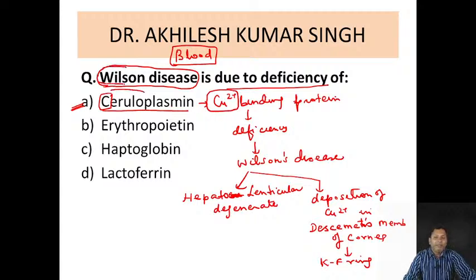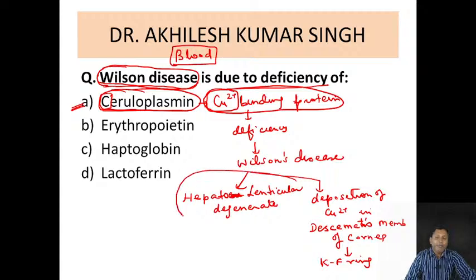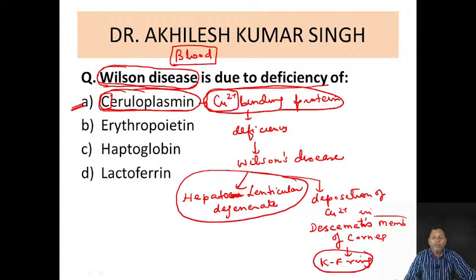Whenever they talk about Wilson disease, remember about ceruloplasmin. What is ceruloplasmin? C for ceruloplasmin, C for copper, so a copper binding protein. Remember in Wilson disease there is hepatolenticular degeneration. And there is KF ring formation. Because of what? Deposition of copper in Descemet's membrane of the cornea.